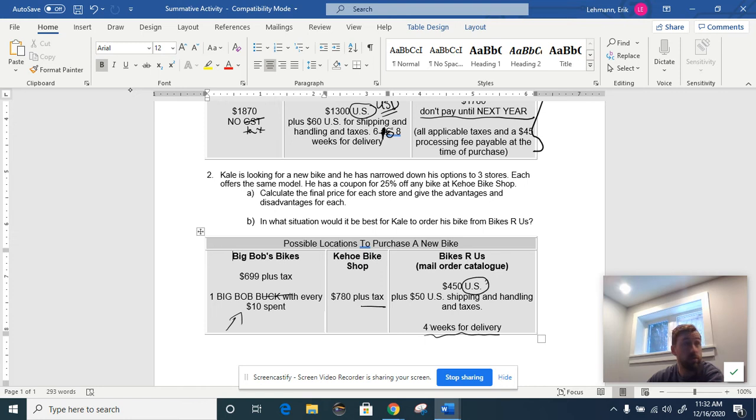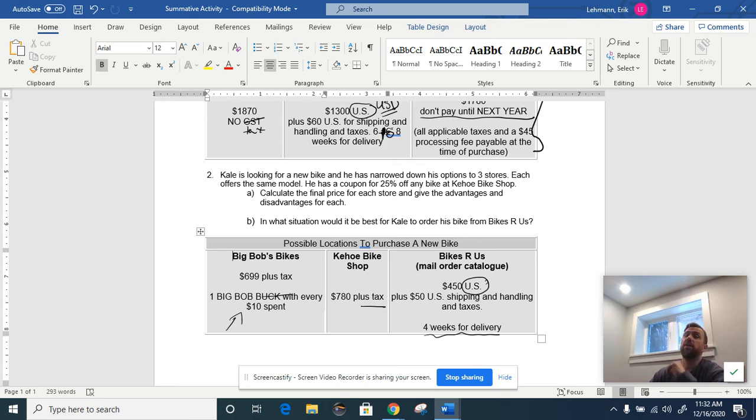How many bonus bucks? Now, here's the thing. Do you want Big Bob bucks? I don't know. Are you going to go to Big Bob's Bikes all the time? Possibly. We'll assume that Kale lives pretty close to these two shops, so maybe he would go back there. Maybe he needs a helmet, and he's going to use his Big Bob bucks to get a helmet.